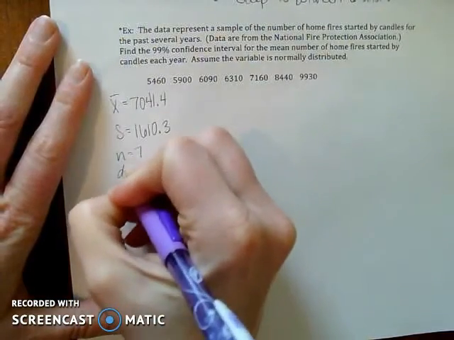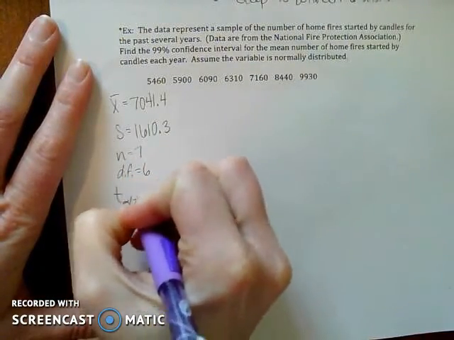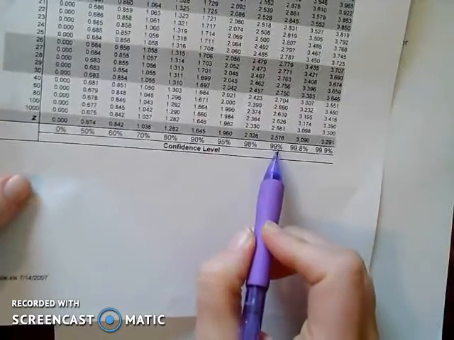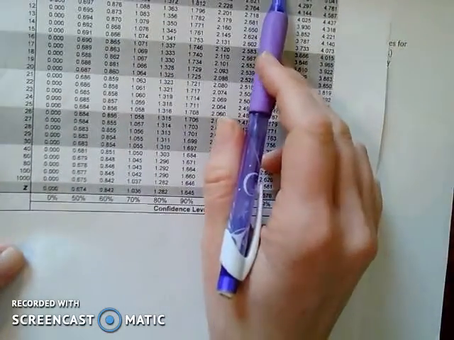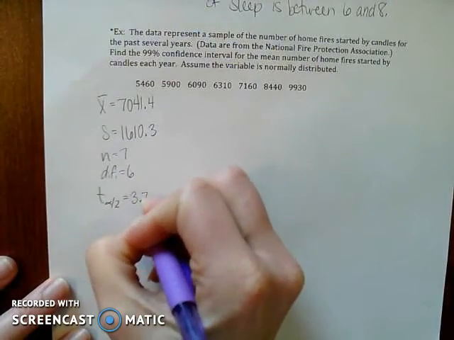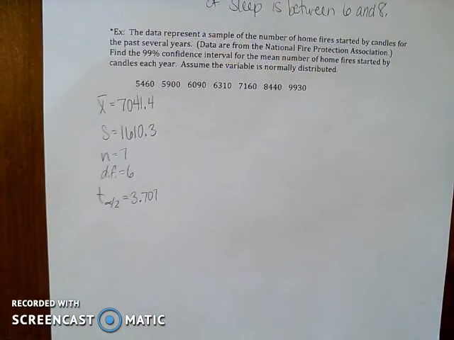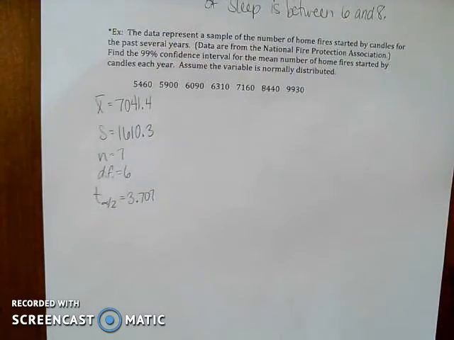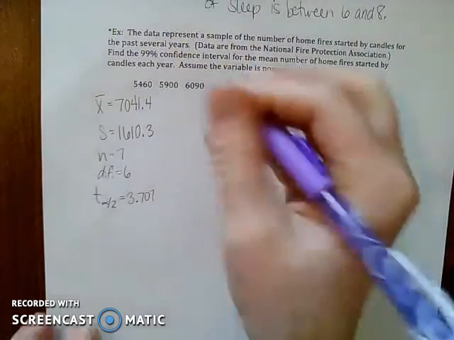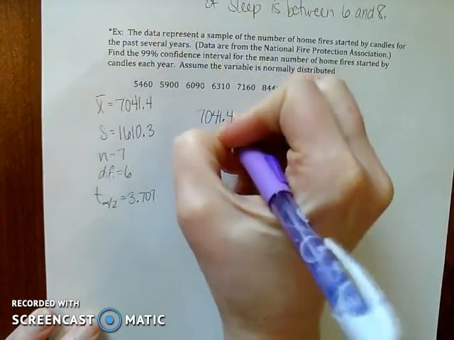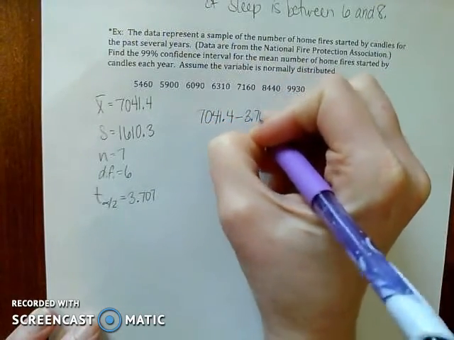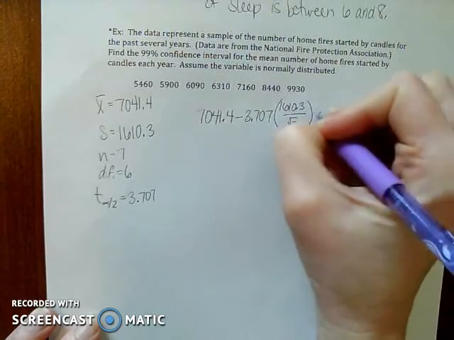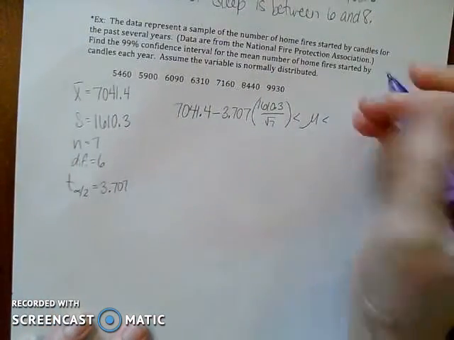Okay, so since your N is 7, that means your degrees of freedom is 6. T of alpha over 2, we're doing 99%. So on here, 99%, degrees of freedom is all the way up to 6, 3.707. Okay, so that's the only extra work, is that you need to use your calculator to find your mean and your standard deviation. So 7041.4 minus 3.707 times 1610.3 over the square root of 7, less than mu, less than that whole thing with a plus sign.